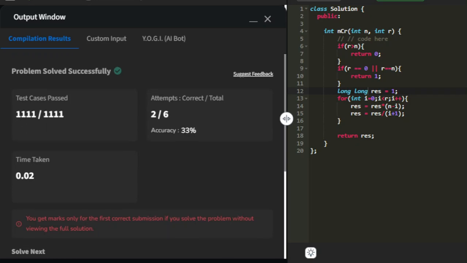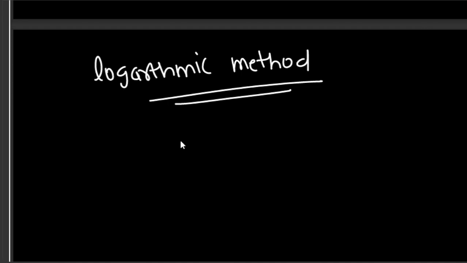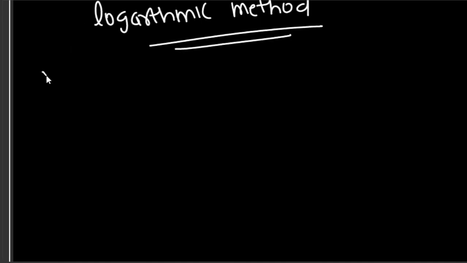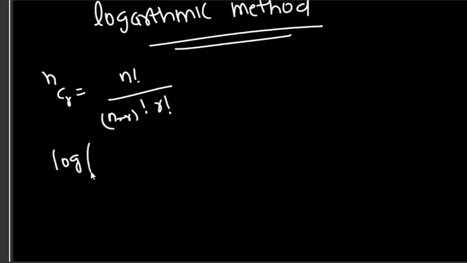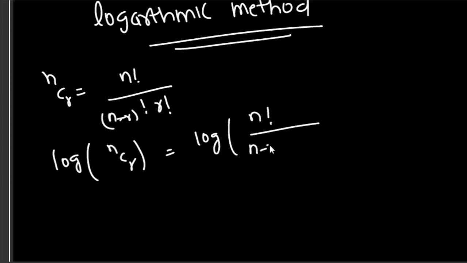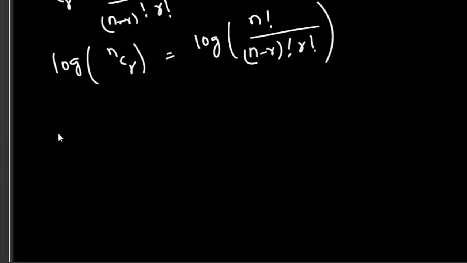Okay, so 3 methods are done. We came to the last method in our video, that is the logarithmic formula. In this method we'll be using the same old formula, nCr equals n factorial by n minus r factorial into r factorial, same formula. But what we do differently is we apply log on both sides. Log nCr equals log of n factorial by n minus r factorial into r factorial, and this will give us nCr equals e power this term.